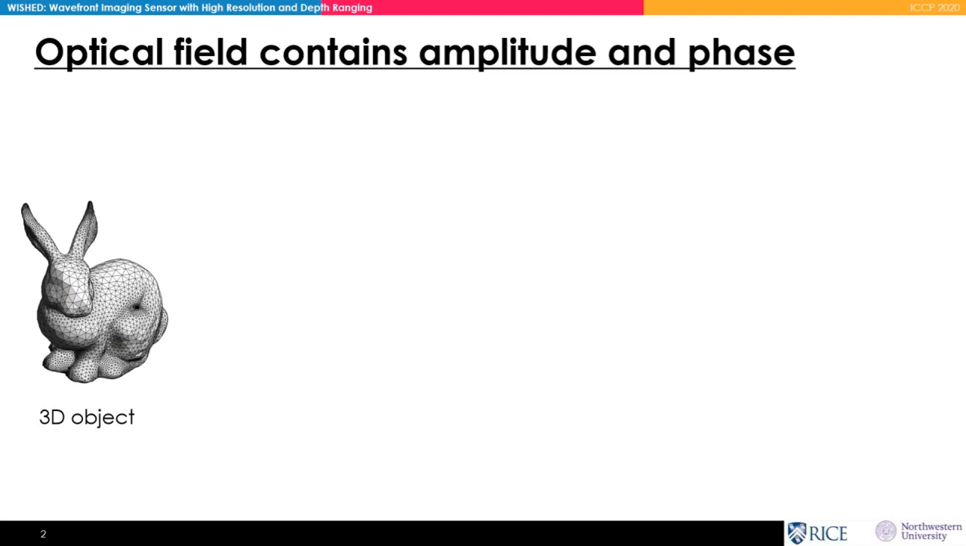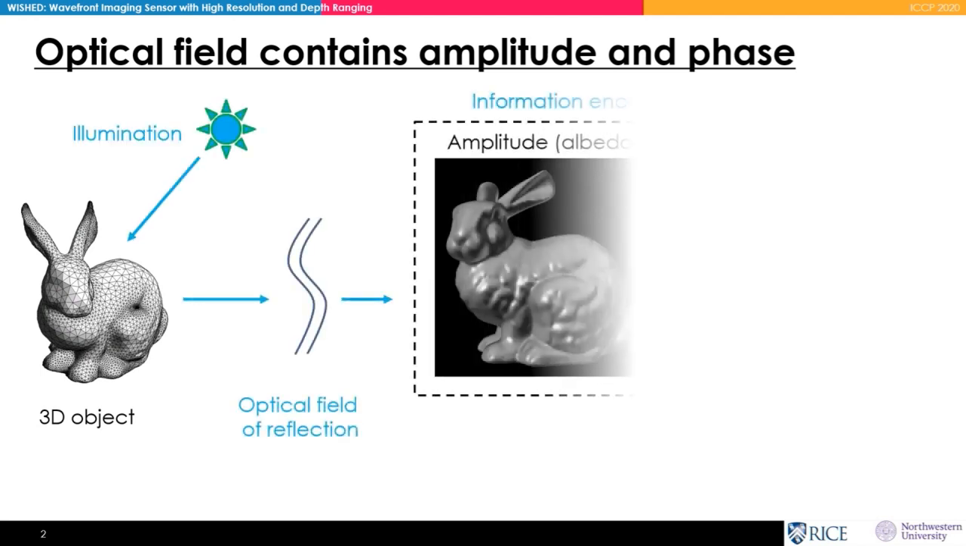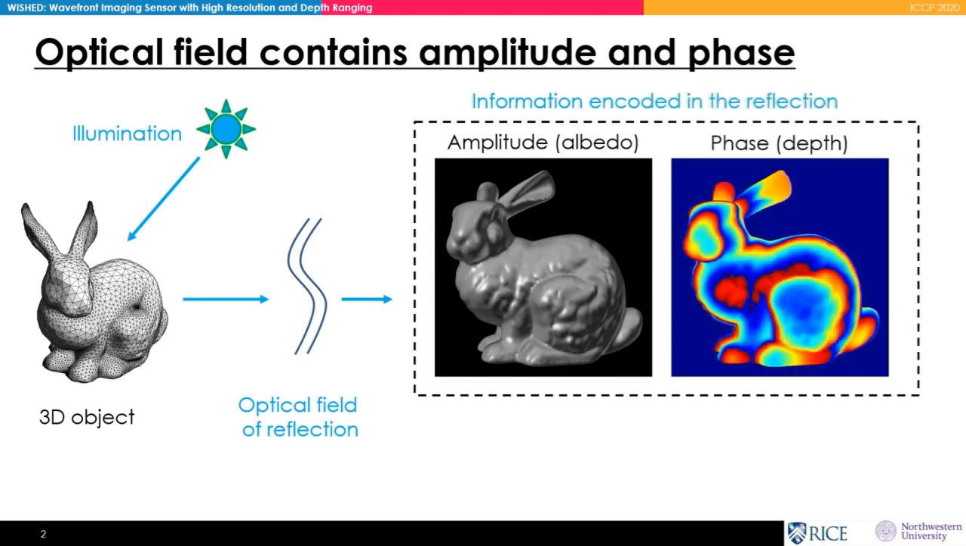When a 3D object is illuminated, the reflected optical field contains two components. The amplitude part contains the albedo information of the object, while the phase is related to the depth map. For current CCD and CMOS sensors, they can only record the amplitude, while the phase information is lost.